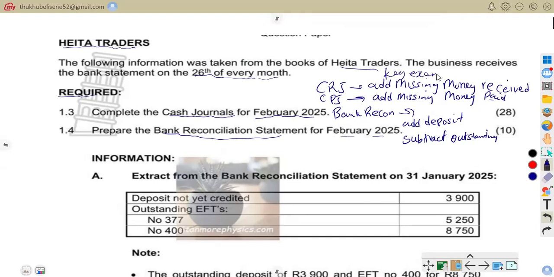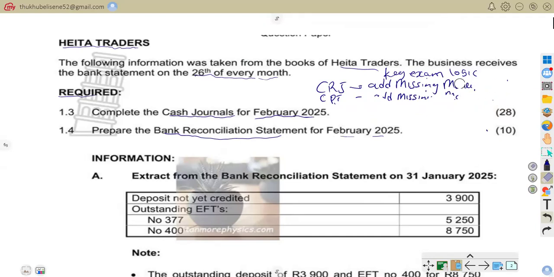Key exam logic. When you're doing all this that we are asked, the journals where we are talking about cash payment and cash receipts journals, know what is expected of us. Know those key exam logic. They are very, very important. I hope we are together on that. And now let us start to treat the questions. Let us attend to these two questions that we are to do.